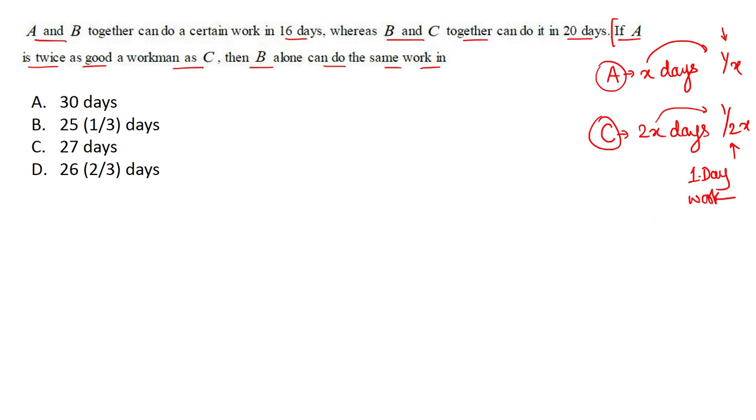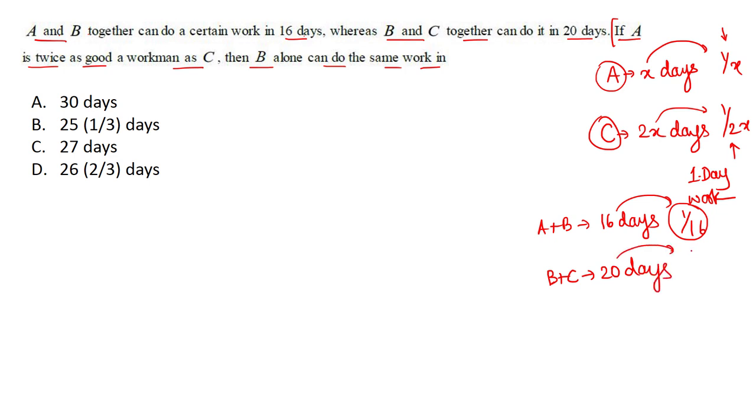Now next, A and B together can do a certain work in 16 days. So A plus B together can complete the entire work in 16 days. Just invert it, 1 by 16. This becomes the 1 day work of A and B together. And B and C can together complete the entire work in 20 days. So just invert it, you are going to get 1 by 20 as the total amount of work done by B and C in a single day. This is also a 1 day work.